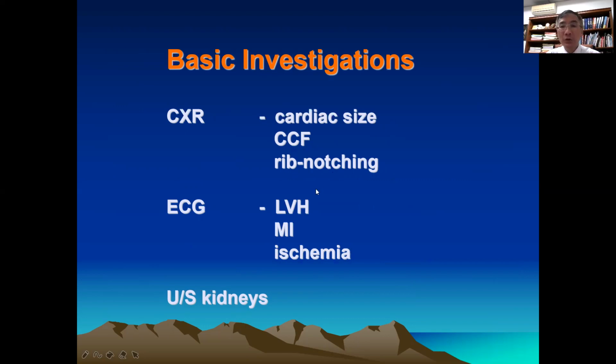And is there rib notching? Now, rib notching comes about with coarctation of the aorta, because if the blood cannot flow along the normal aorta, it then bypasses the obstructed part of the aorta flowing through the rib, and then you will have erosion of the ribs, producing rib notching.